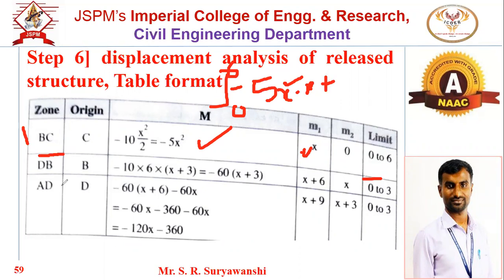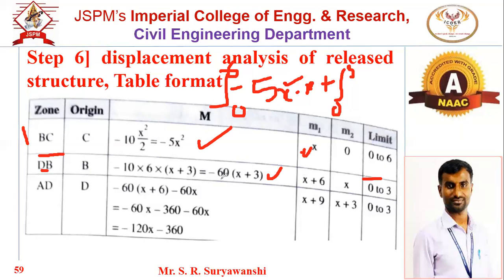This is the summation we have to consider. We have to make the summation. This is done for the first zone. Plus for the next, second zone DB, what is the limit? 0 to 3, plus integration 0 to 3. What we have to do?